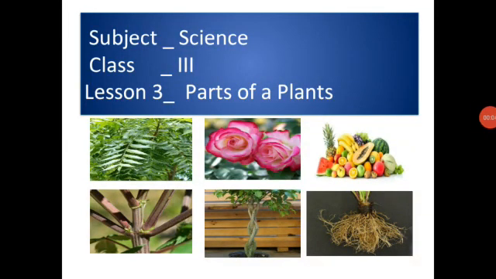Today we are going to learn a new lesson, parts of a plant. We know that animals and plants are living things, so there are some similarities in them. An animal's body is made up of different parts. A plant body too has different parts. Here we can see parts of a plant. They are leaves, flowers, fruits, branches, stem and roots. So let's learn about them in depth.